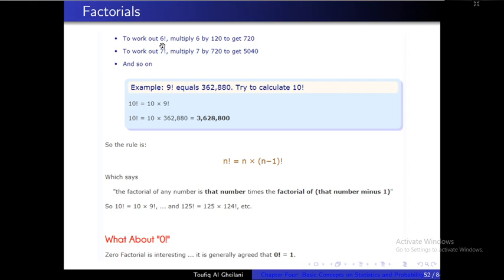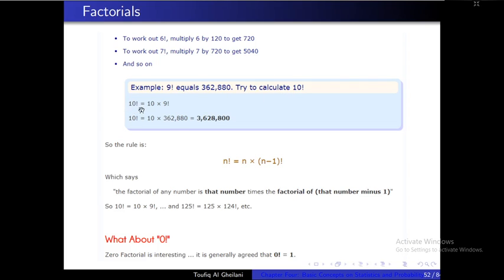To work out 6 factorial, multiply 6 by 120 to get 720. To work out 7 factorial, multiply 7 by 720 to get 5040, and so on. Here is an example, 9 factorial equals 362,880. Try to calculate 10 factorial.